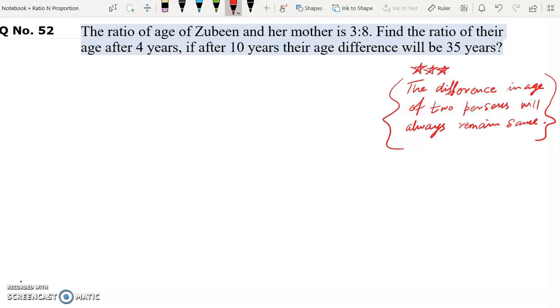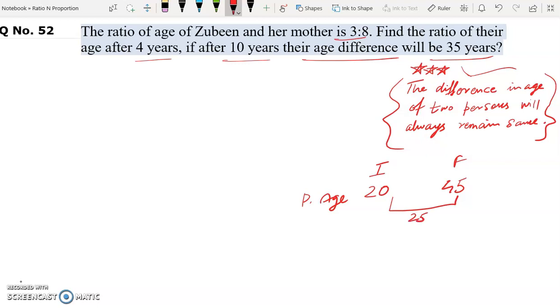Question number 52. The ratio of age of Jubin and her mother is 3:8. Find the ratio of their age after 4 years if after 10 years their age difference will be 35 years. Now we need to understand one thing. The difference in age of two persons will always remain same. For example, if my present age is 20 years and my father's age is, let's say, 45 years. Now the difference is how much? 25.